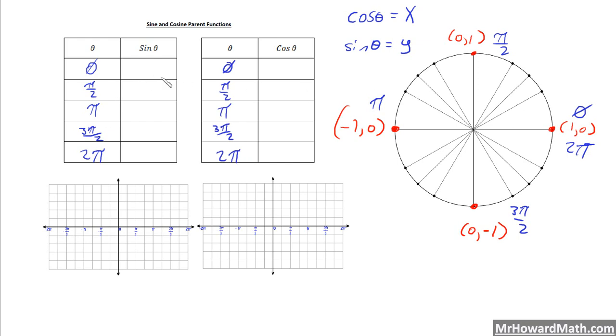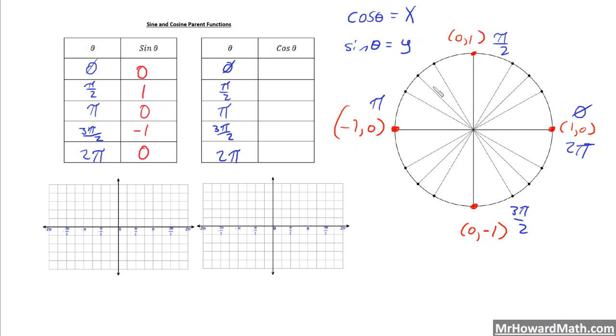So at 0 radians, the y value is our sine value, so it's 0. Up here at pi over 2, the y value is 1. Over here at pi, the y value is 0. 3 pi over 2 down here, the y value is negative 1. And then back around at 2 pi, we're back to a y value of 0.